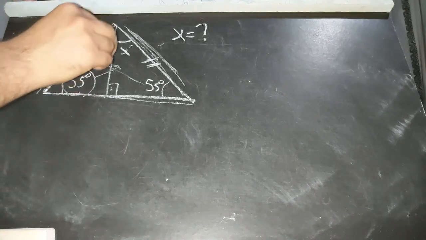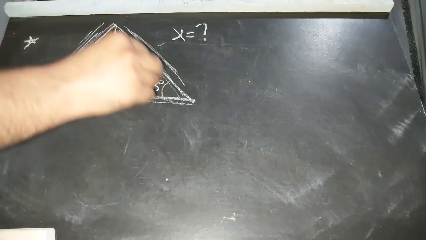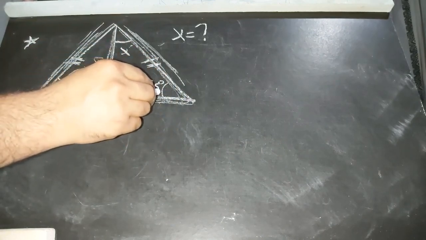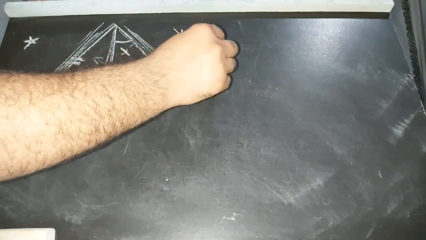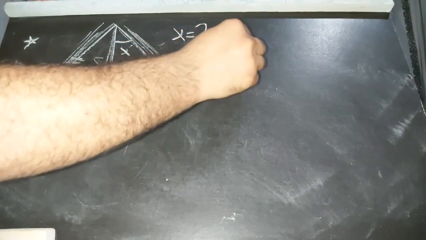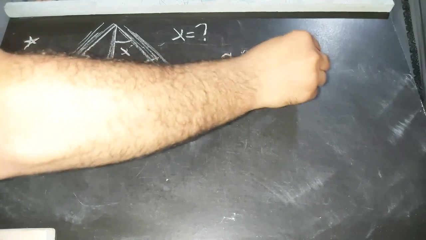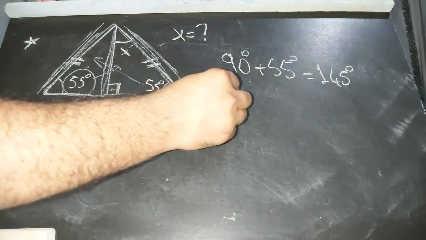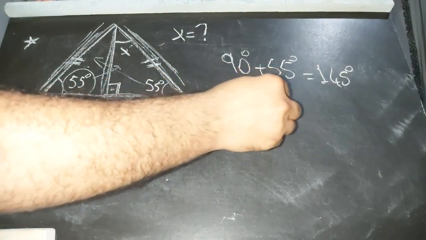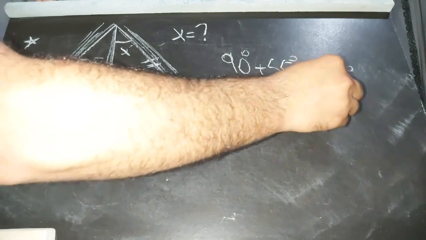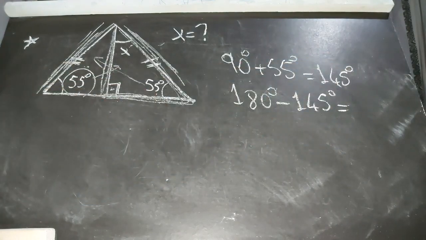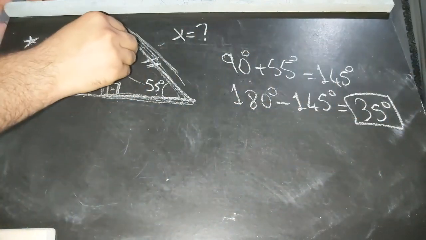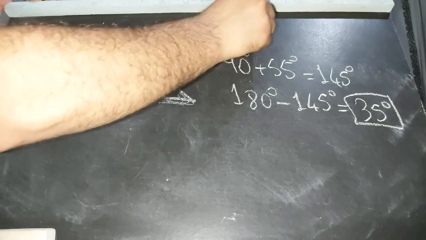So now I got that small triangle. From there I see 90 right angle plus 55. 90 plus 55. That will be 145. So you take that one, subtract from 180. That will give you 35 degrees. X will be 35 degrees.